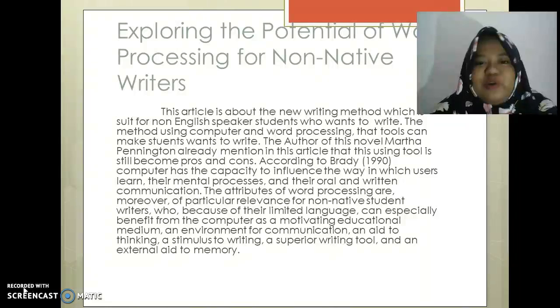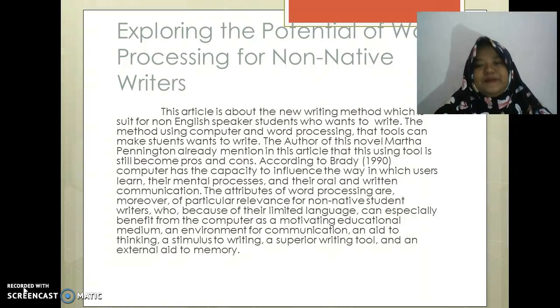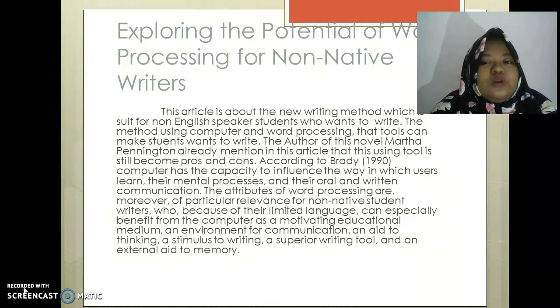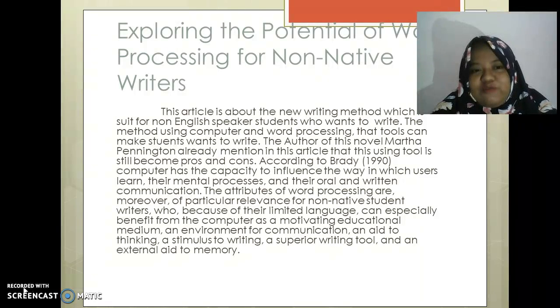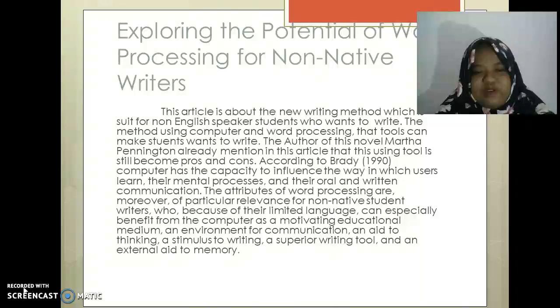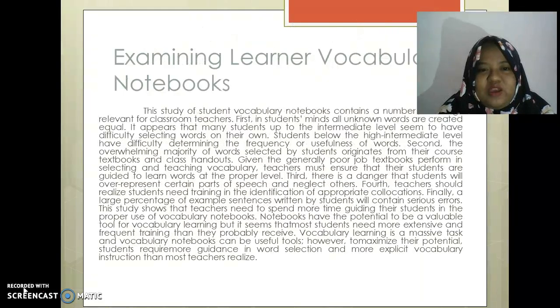And the third article is Exploring the Potential of Word Processing for Non-Native Speakers. This article still has some similarities with other articles. In this article, the authors want to explore the potential of word processing for non-native writers. The authors say that non-English speakers could make various topics for their writing, so it could be potential for them.